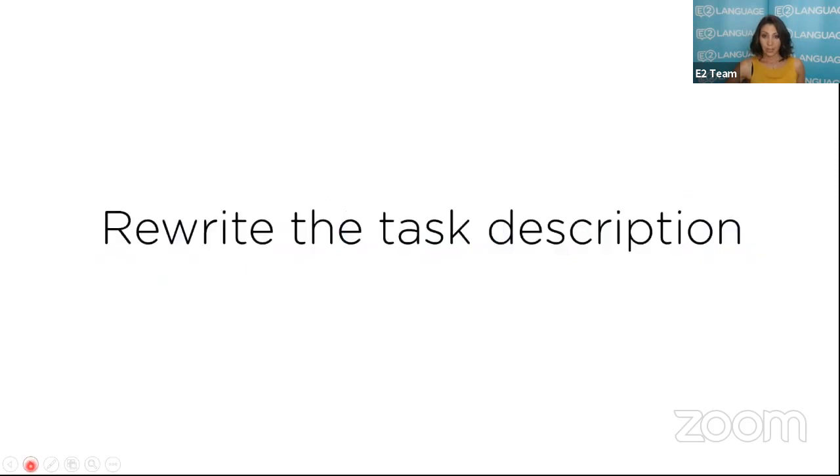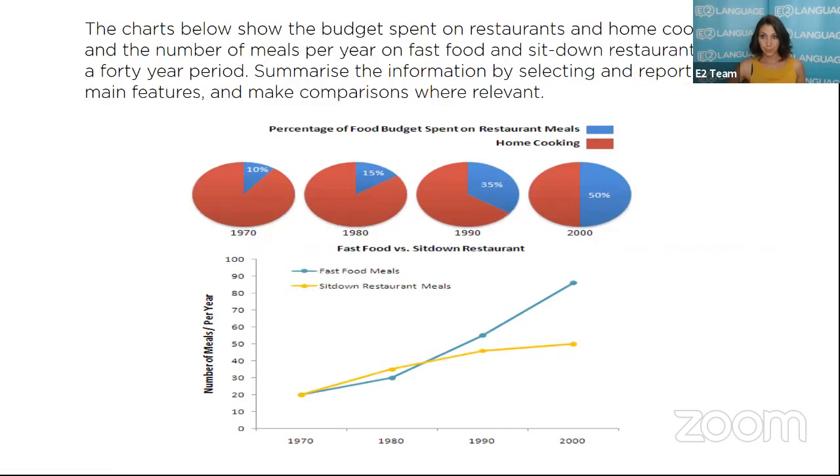Step 1, writing your introduction. You rewrite or paraphrase the task description or the prompt. For example, here is our prompt. The charts below show the budget spent on restaurants and home cooking and the number of meals per year on fast food and sit-down restaurants over a 40-year period. Here are your instructions. Summarize the information by selecting and reporting the main features and make comparisons where relevant.